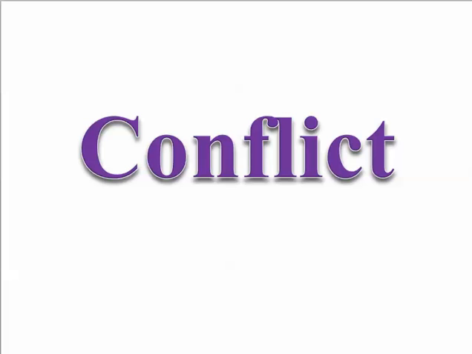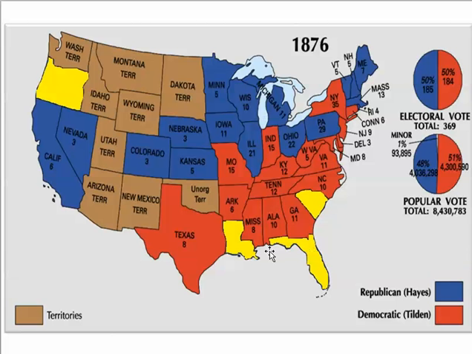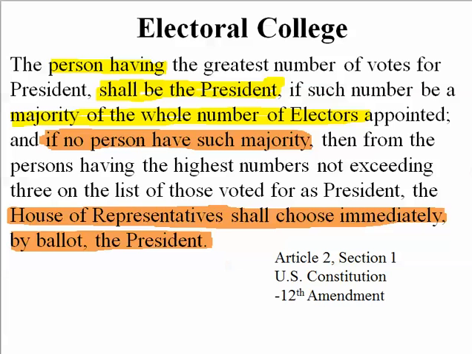Alright, so Democrats are saying no, we won. Republicans said no, we won, because something went wrong with these Electoral College votes. So the United States Constitution says if something happens, we see the person having the greatest number of votes, in other words, the majority of the whole number of electors, shall be the President of the United States. If no person has such majority, then the House of Representatives would choose immediately by ballot the President. So the House would choose the President.